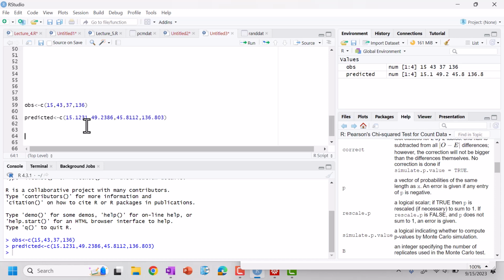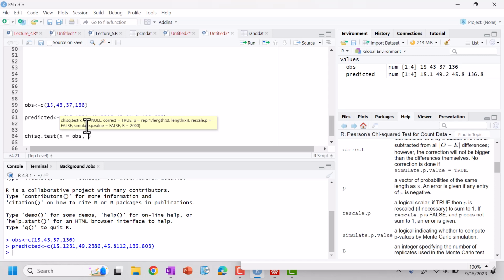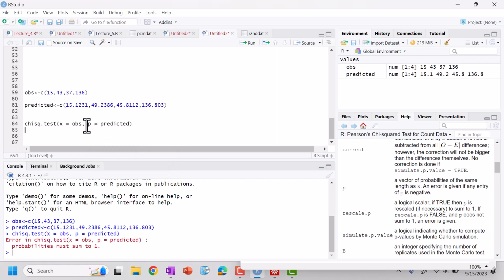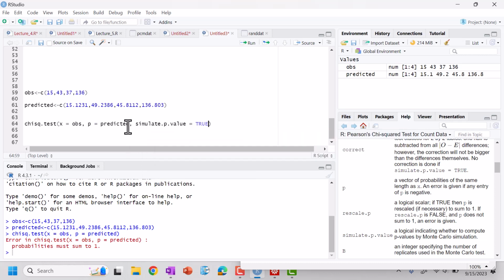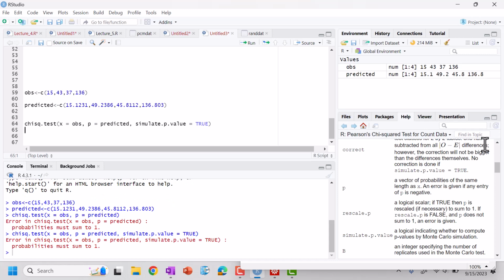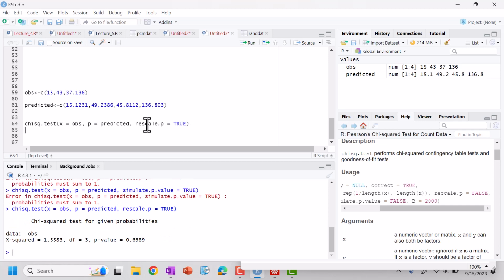So for example, if I do chi-square test and I say x equals observe and p equals predicted, and I try to run it, it's not allowing me to do so. So I could do simulate p-value, and I could put true. Actually, excuse me, rescale.p, as we see right here. So we need to do rescale.p, and then make that true. And we get a value here.